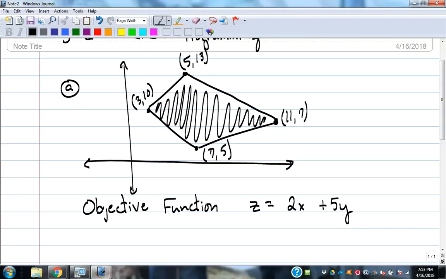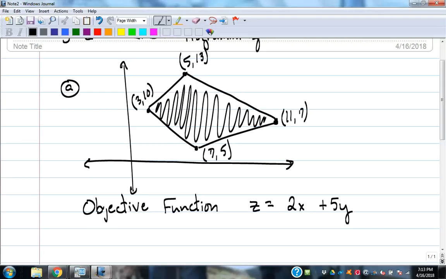So on the objective function, the idea is that you're maximizing or minimizing this objective function. If you're maximizing it, what are you looking for? Biggest number, smallest number? Biggest number. So if we're going to maximize this, we're going to plug in every ordered pair that's a corner of the polygon. And the biggest answer for the objective function is the maximum. It occurs at that ordered pair. The smallest number is the minimum, and it occurs at that certain ordered pair.